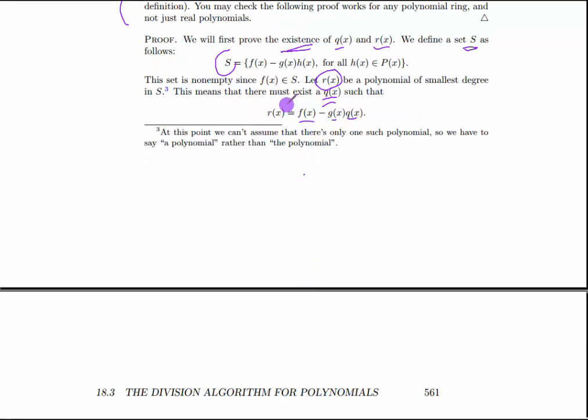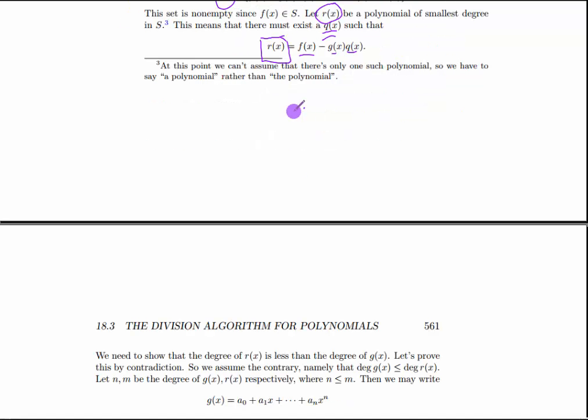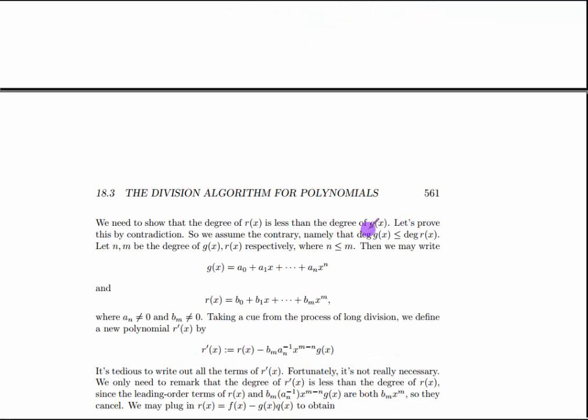Now what do we want to show? We want to show that r of x has degree less than g. That's what we want to show. R of x is a polynomial of this form of minimum degree. We want to show the degree is actually less than g. And we're going to do this by taking a q from the process of long division itself.